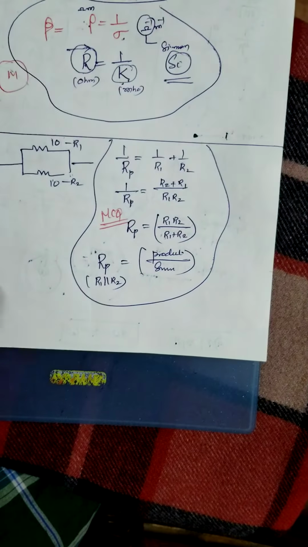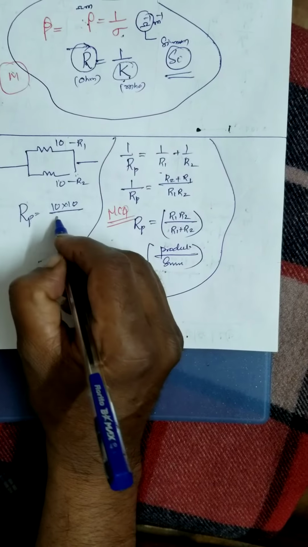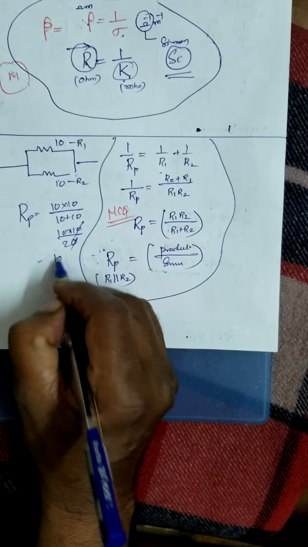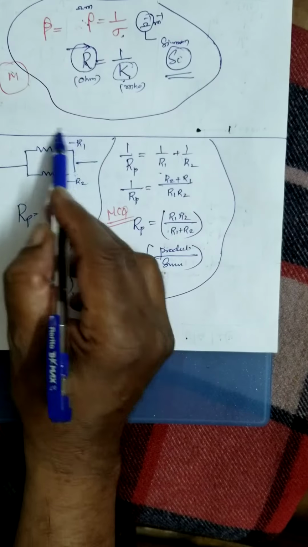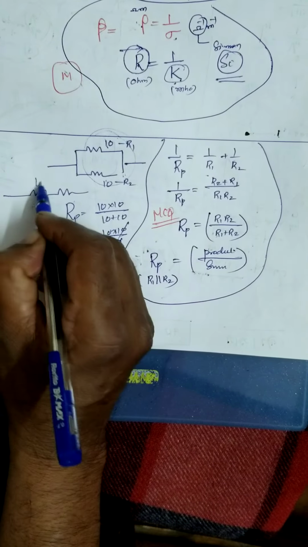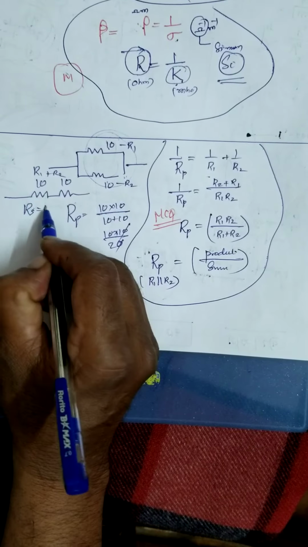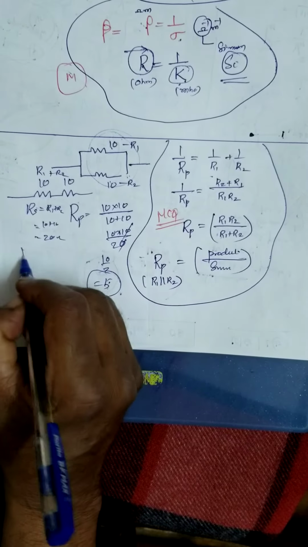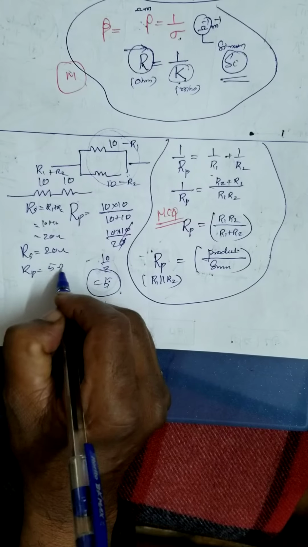Say, for example, by looking at it you can tell. What is RP here? Product 10 into 10 divided by sum 10 plus 10. 10 into 10 divided by 20. Get cancelled, 10 by 2, 5. When two identical resistors are there, the effective resistance will be half. If the same resistances are connected in series, what will happen? 10 and 10. RS is equal to R1 plus R2, 10 plus 10. Therefore, what will we get? 20 ohm. Therefore, RS is equal to 20 ohm, and RP is equal to 5 ohm.